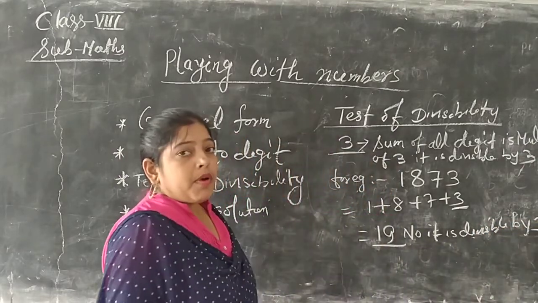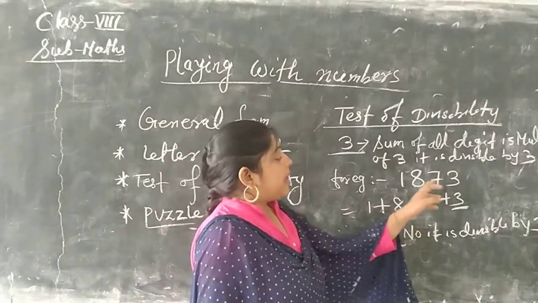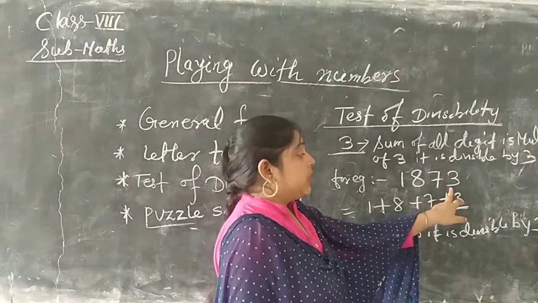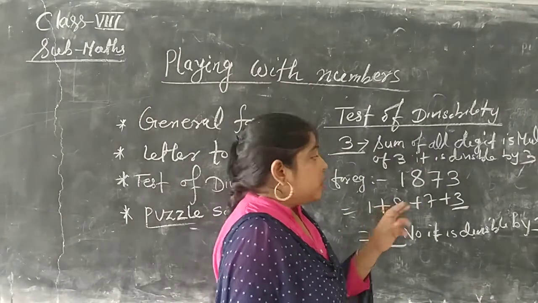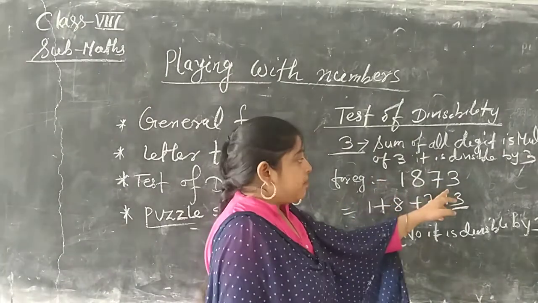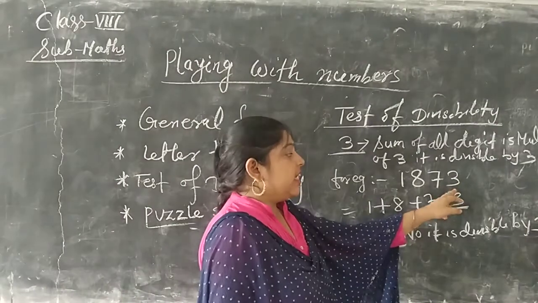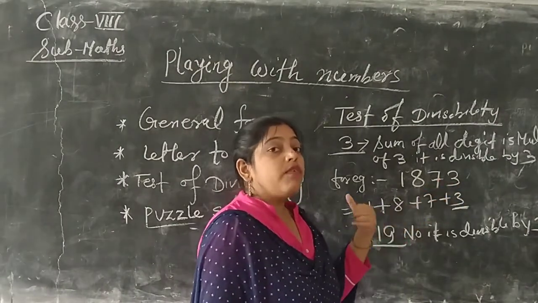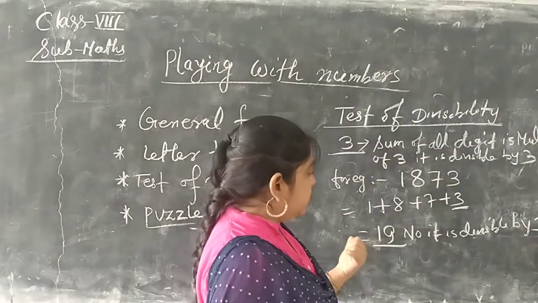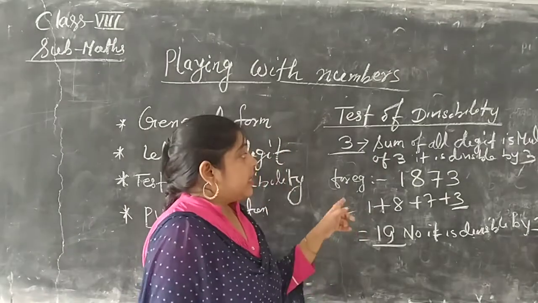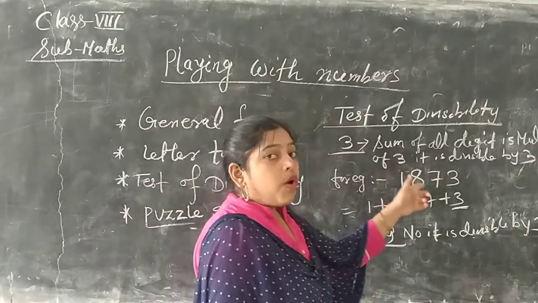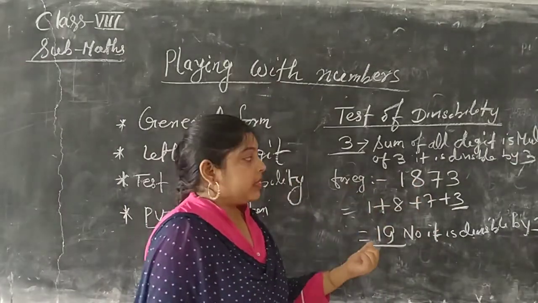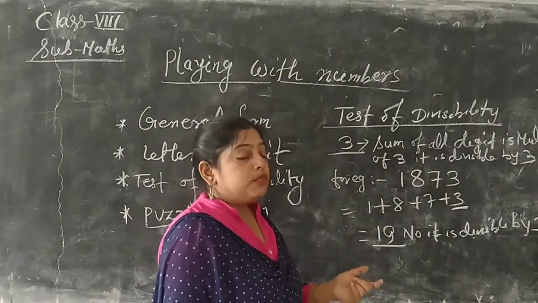But some students see the unit place is 3, and 3 is a multiple of 3. No. That way we only look at the unit place, which is the rule applied for the test of divisibility by 2. But in the case of the test of divisibility by 3, if the sum of all digits is a multiple of 3, that number is divisible by 3.